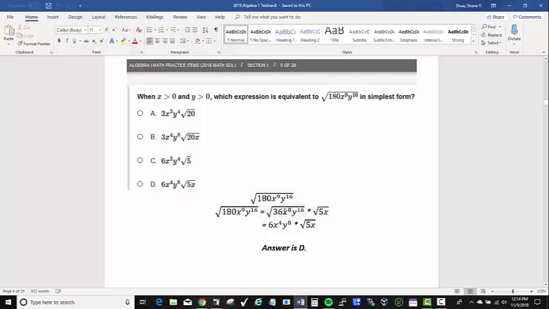Now, if I just simply take the square root of this, the square root of 36 is 6. Square root of x to the 8th is x to the 4th. The square root of y to the 16th is y to the 8th. Then just bring over what does not perfectly factor out. So 6x to the 4th, y to the 8th, times the square root of 5x, which is answer D.